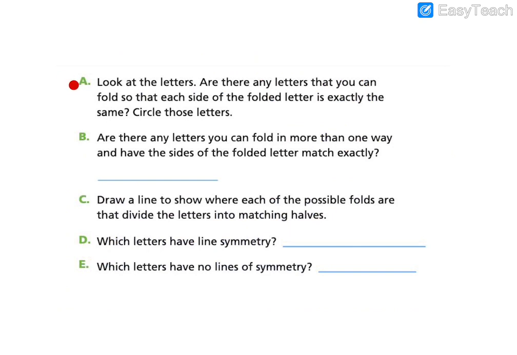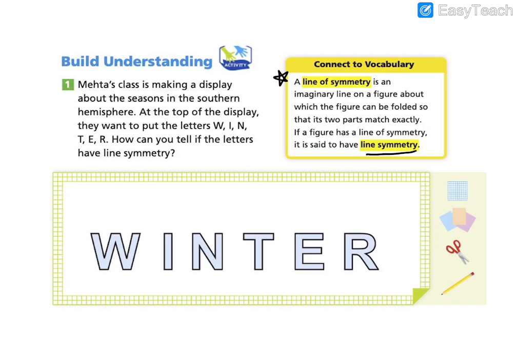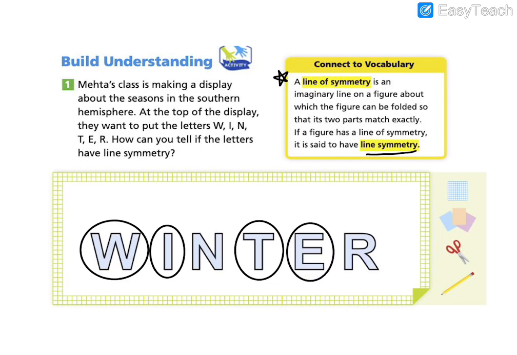Letter A tells us to look at the letters. Are there any letters that you can fold so that each side of the folded letter is exactly the same? Go ahead and circle those letters. Okay, so if I were to fold a W, then I would be able to have both sides match. And an I. Go ahead and circle if there are any other letters with lines of symmetry. You should have also found that T and E have a line of symmetry.